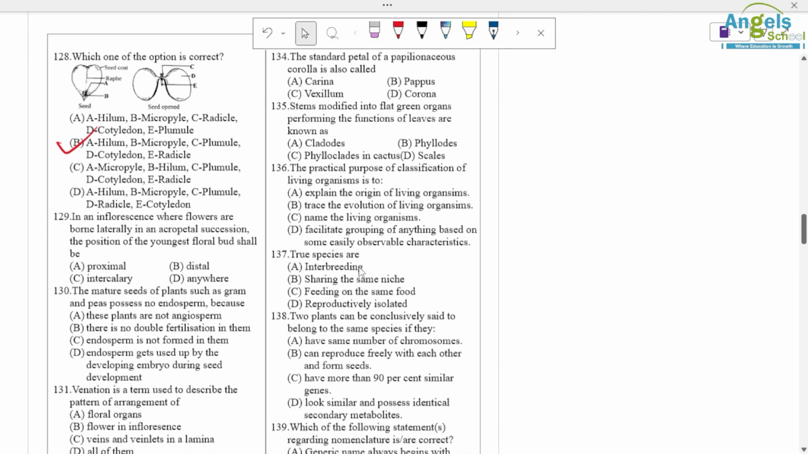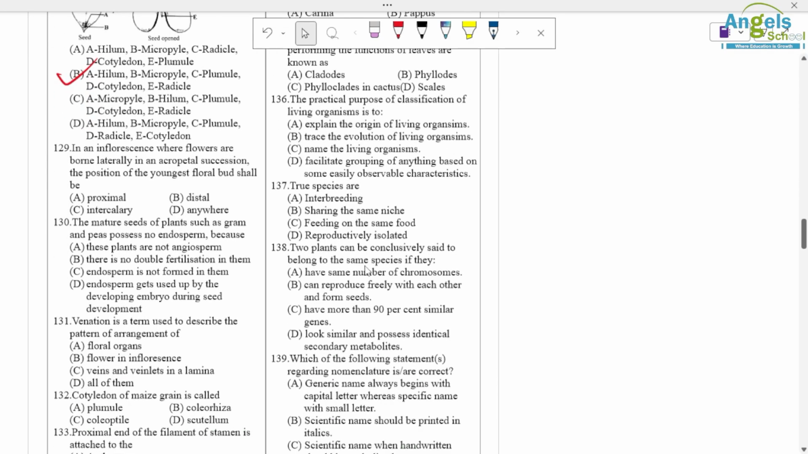In an inflorescence where flowers are borne laterally in acropetal succession, the position of the youngest flower bud shall be? Okay, so flowers develop in acropetal order. So this is the youngest flower, so it is distal in position, the farthest. Mature seeds of plants such as gram and peas possess no endosperm because the endosperm gets used up by the developing embryo during seed development. So option D is correct.